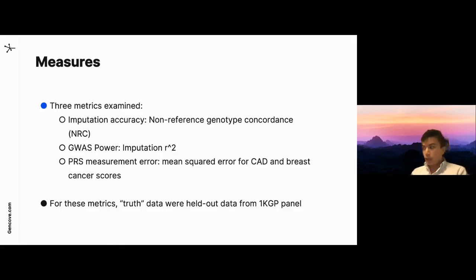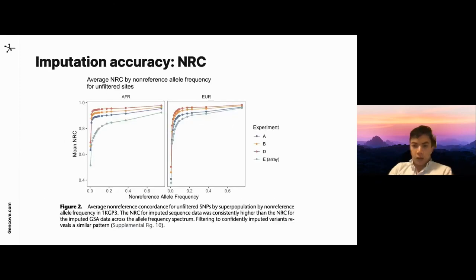And for all these metrics, the gold standard that we compared them against were the held out genotypes from the 1,000 Genomes phase 3 project. Basically, what held out means is that when we imputed a particular individual, we held them out from the haplotype reference panel so that the imputation wasn't overfitting in some sense. And so we'll now look at each of these metrics in a little bit more detail.